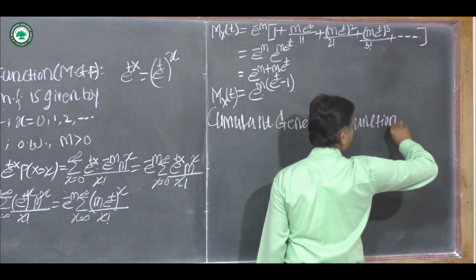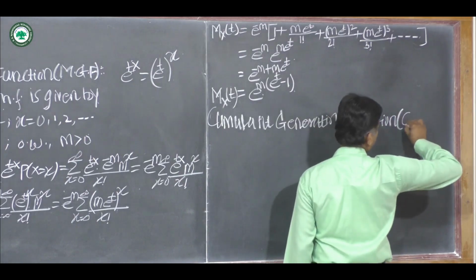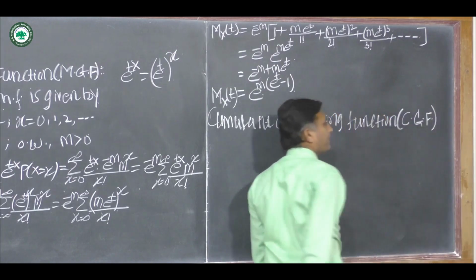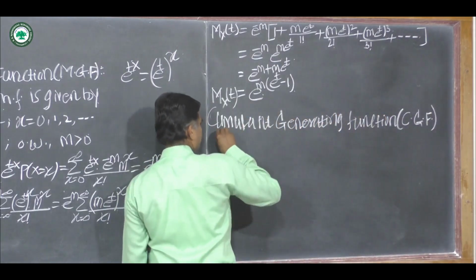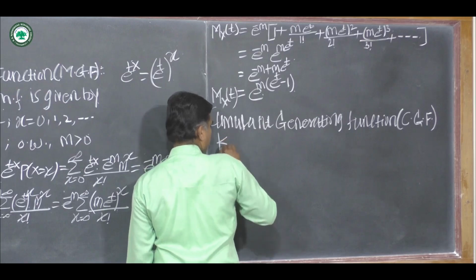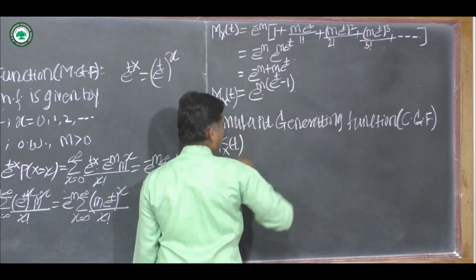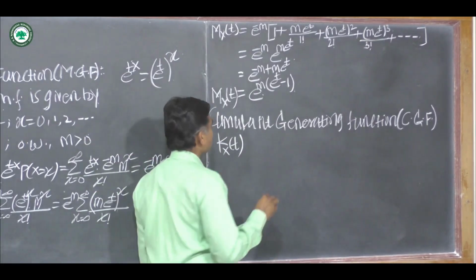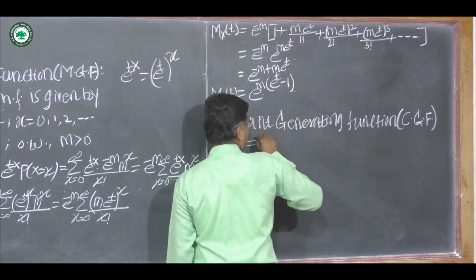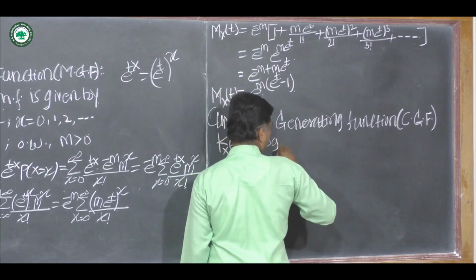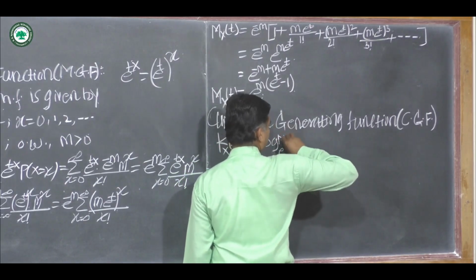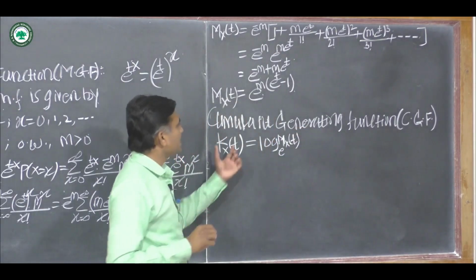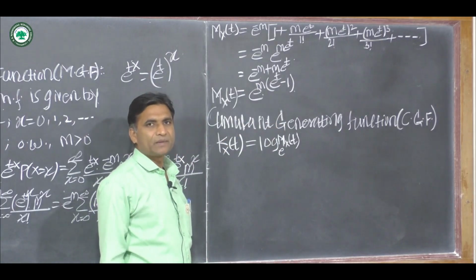Cumulant generating function, in brackets CGF. Okay, the CGF is denoted by Kx(t), that is the cumulant generating function of random variable x, which is equal to the log of the MGF, log of the moment generating function. This is the definition of the cumulant generating function.